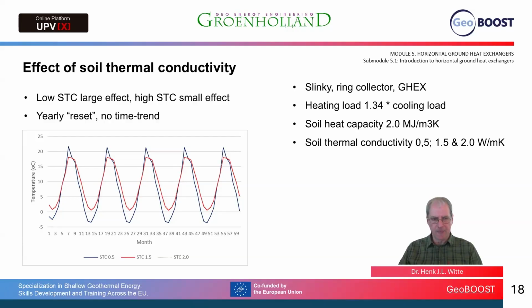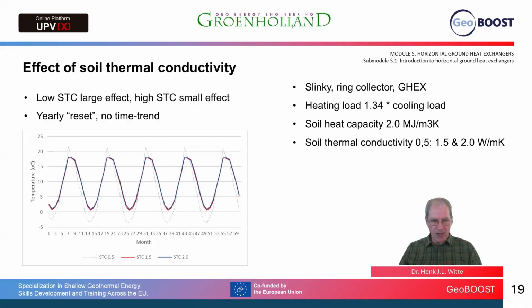What we can see in the graph, when we focus on the low and the average typical soil thermal conductivity, is that with a low soil thermal conductivity the temperatures in winter are significantly lower, and in summer the temperatures are significantly higher. We can also see over, let's say, the first 5 years or so that there is no build-up of heat or build-up of cold in the ground that we would expect with a vertical borehole heat exchanger, where more heat is extracted than injected, as is the case in this example.